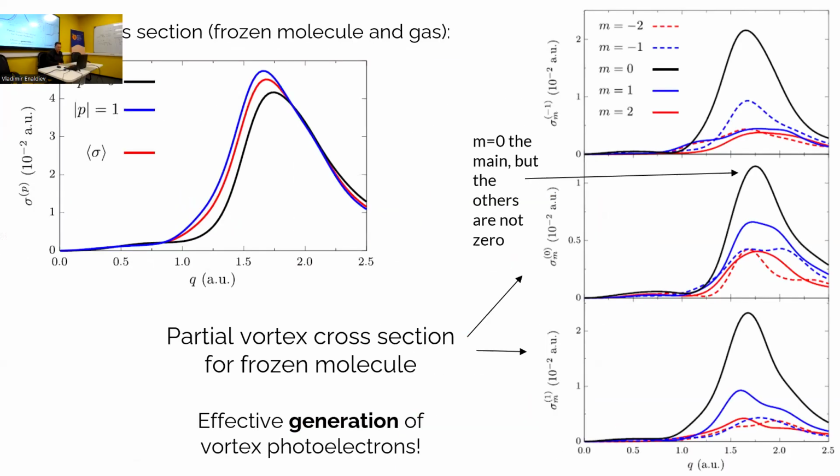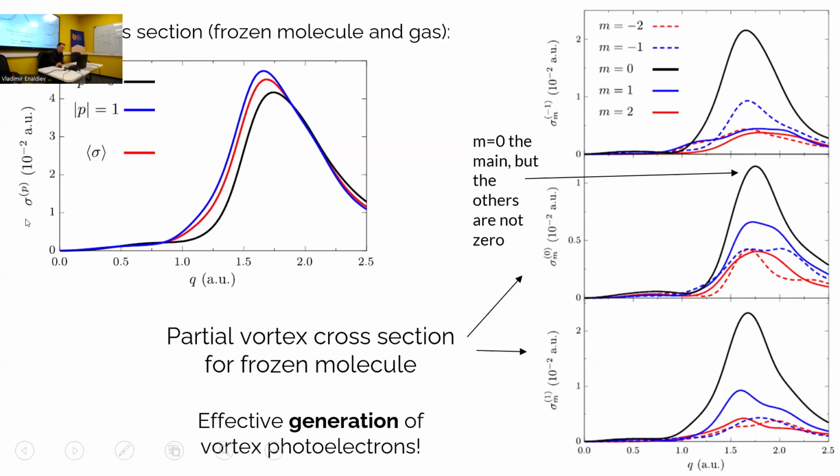Okay, let's move to the pictures. Here, not averaged. It's for one fixed molecule. The blue line represents the circularly polarized field. P is the polarization of the photon. If the photon is circularly polarized, we have the blue total cross section, and if the photon is linearly polarized, we have the black total cross section. And you can see here the red line represents the total cross section averaged over molecular orientations.